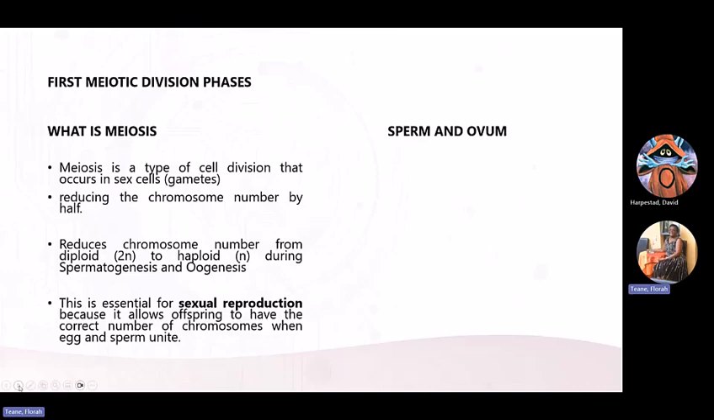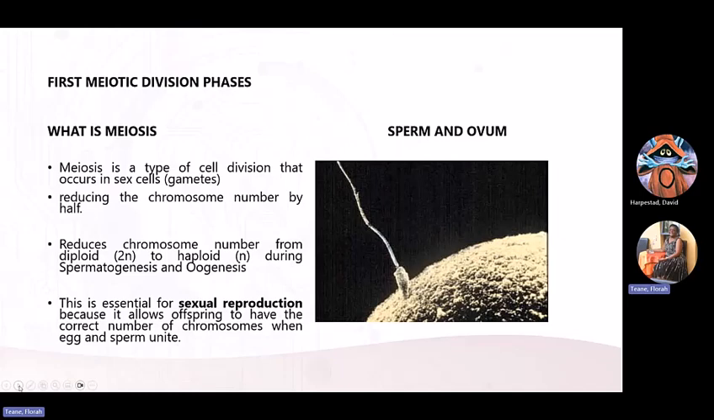And this is very essential for sexual reproduction because it allows offspring to have the correct number of chromosomes when an egg and a sperm unite. All right, let's look at the diagram here. It shows a sperm and an egg. And this sperm has got 23 chromosomes, the egg 23 chromosomes, to make up 46 chromosomes, which is a human karyotype.